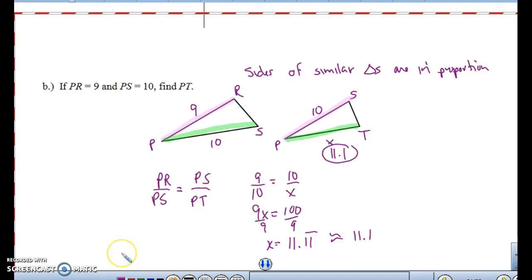So, when you prove triangles similar, you can do it by proving angle-angle similarity. Prove two angles congruent, the triangles are similar. Once you do that, you can say that the sides are in proportion.